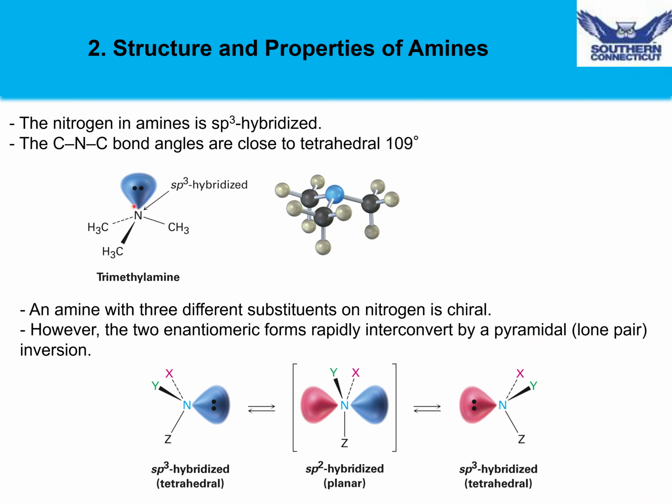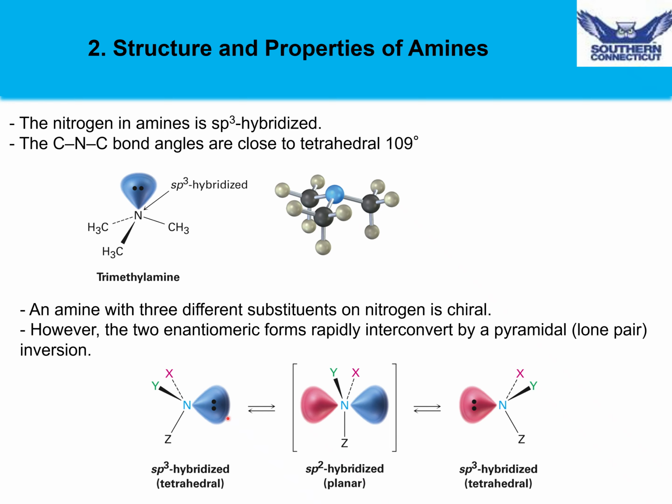An amine that has 3 different substituents on the nitrogen, for example, a methyl, a hydrogen, and an ethyl group, should theoretically be a chiral molecule. However, the 2 enantiomeric forms of that chiral molecule will rapidly interconvert through a process called lone pair inversion or pyramidal inversion. Here's an example of a theoretical molecule with a nitrogen that has 3 different groups.